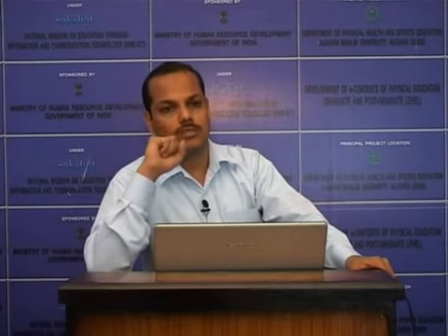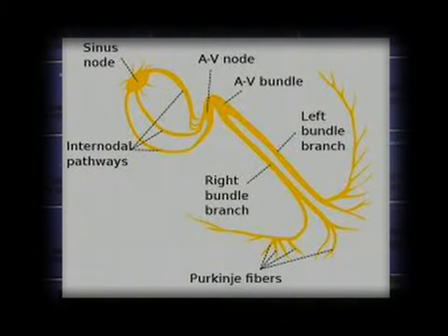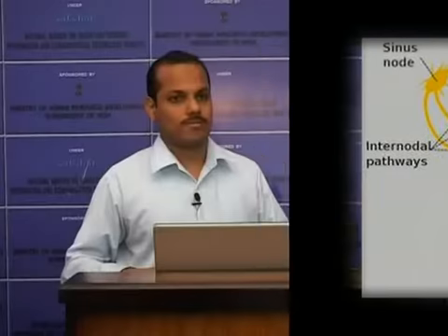These are specialized cardiac muscle cells that initiate and distribute the electrical impulses and stimulate the contraction of the heart. These are the cells which display automaticity, that is, they contract automatically without any external stimulation. These are the SA node and AV node. These are the pacemakers.